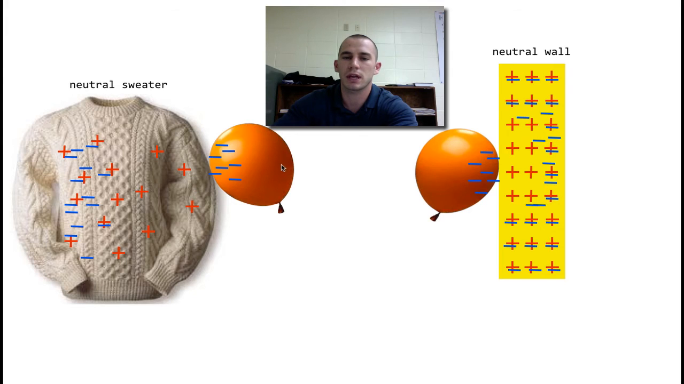Whenever you get that balloon that's negatively charged close to the sweater, it pushes those negatively charged particles away and attracts the positively charged particles on this side. And so you have one side of the sweater that is positively charged, one side that is negatively charged. Same thing with the wall here. You create the same effect there.